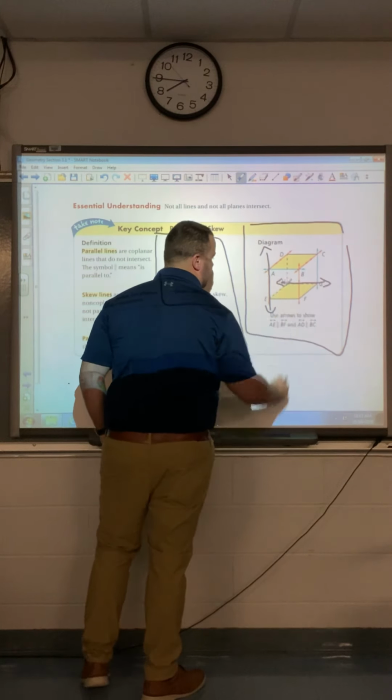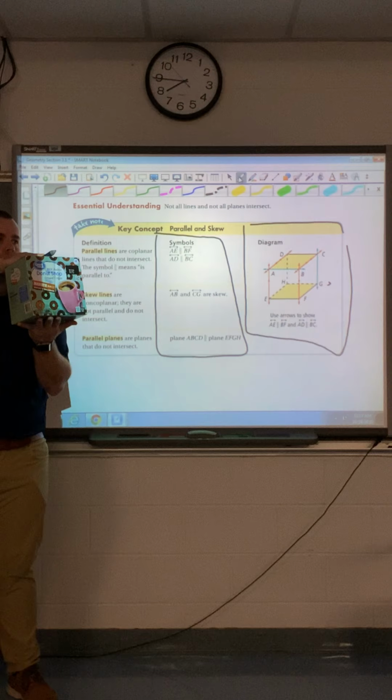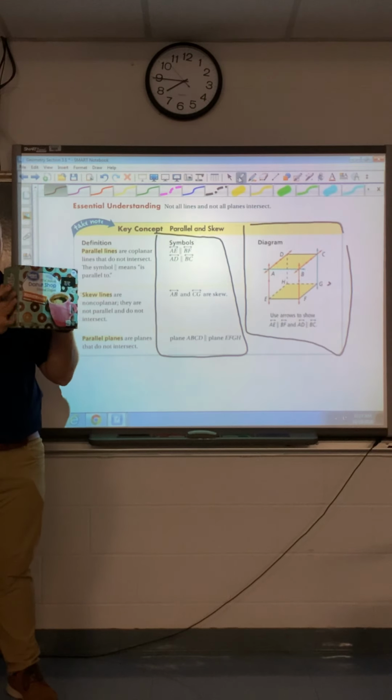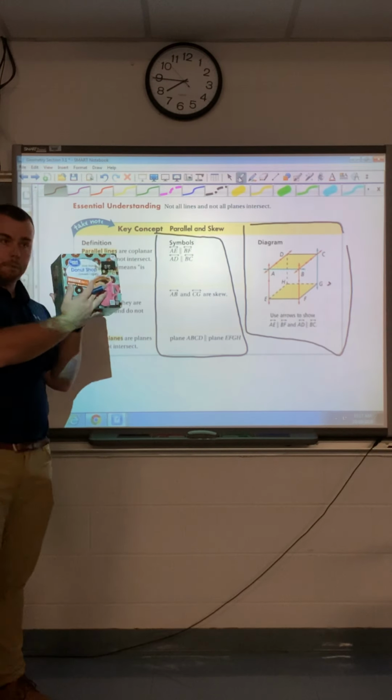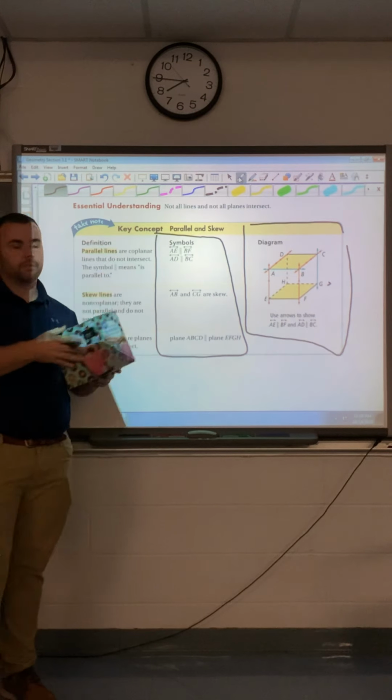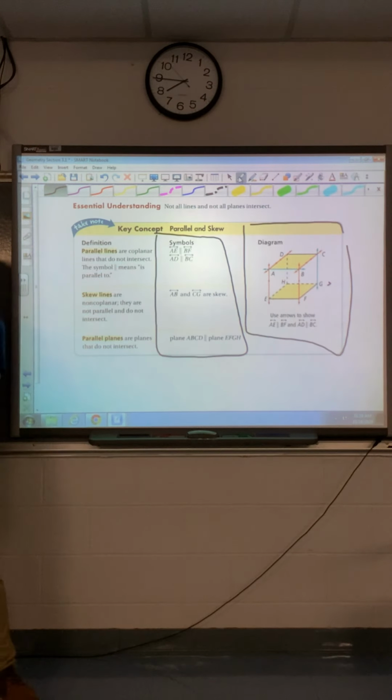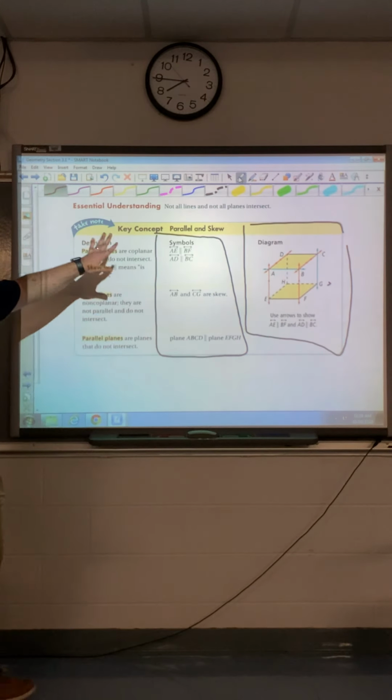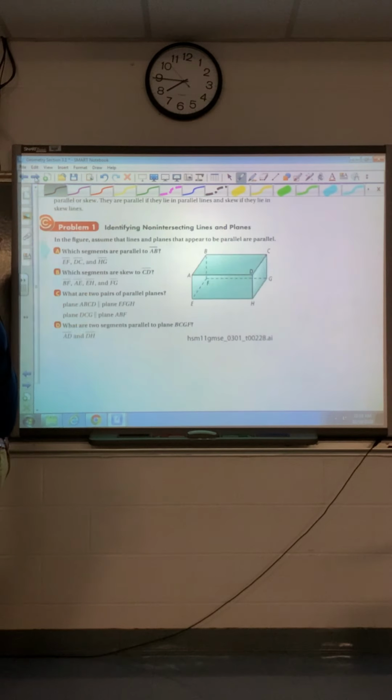Okay, so like the top and the bottom of the box would be parallel planes. The two sides would be parallel planes. But the front and the back would be parallel planes. Yes, Samuel, those are all parallel planes with each other. Okay, so everybody's good with those three definitions, right? Yes, awesome.